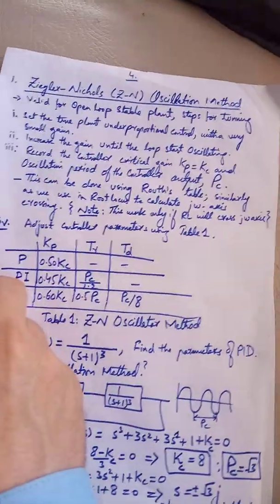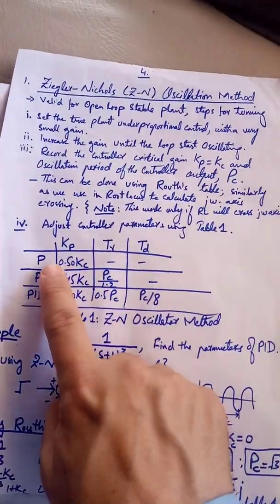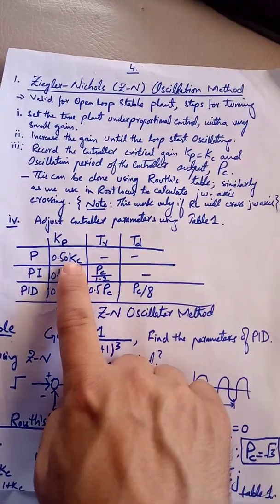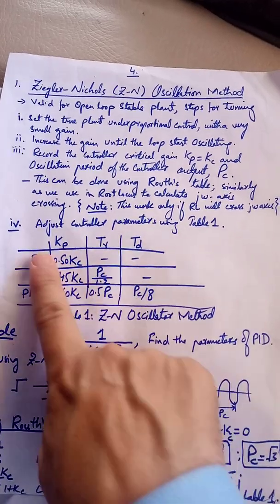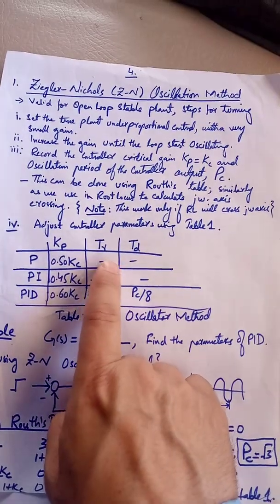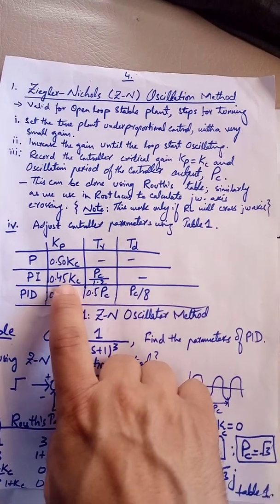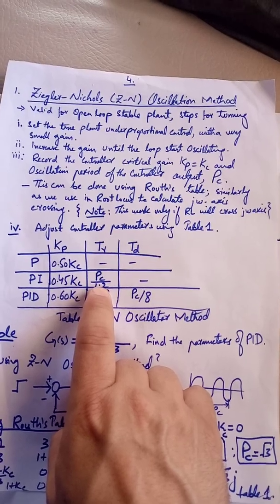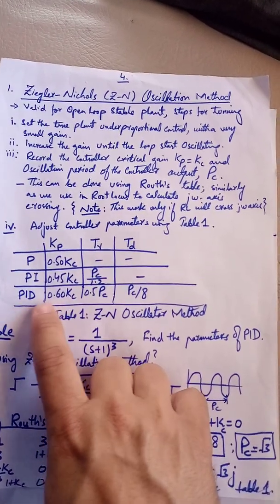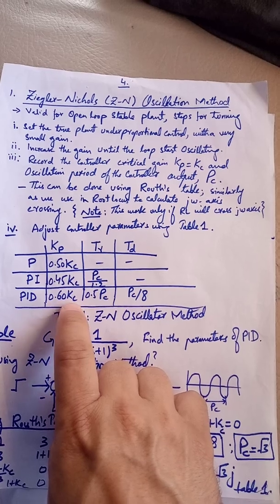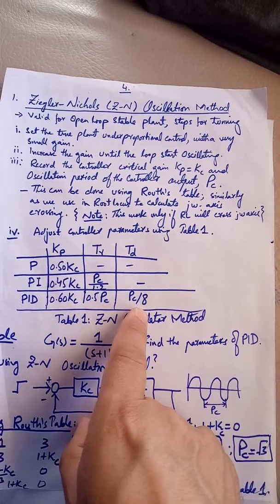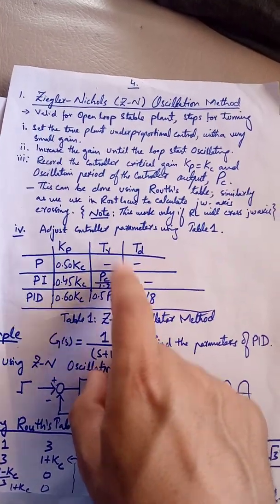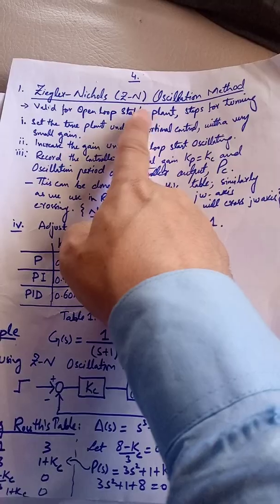So you are calculating these values. How do you do that? Very simple technique. For proportional control it is 0.5 multiplied by Kc. The Kc you find, multiply by 0.5. Because this is only proportional control, it doesn't have Ti and Td. Similarly, for PI you multiply by 0.45 with that gain and the time period divided by 1.2. Similarly for PID, you have 0.6 gain, 0.5 period and period divided by 8. So this is the basic idea of tuning the controller using the Ziegler-Nichols oscillation method.